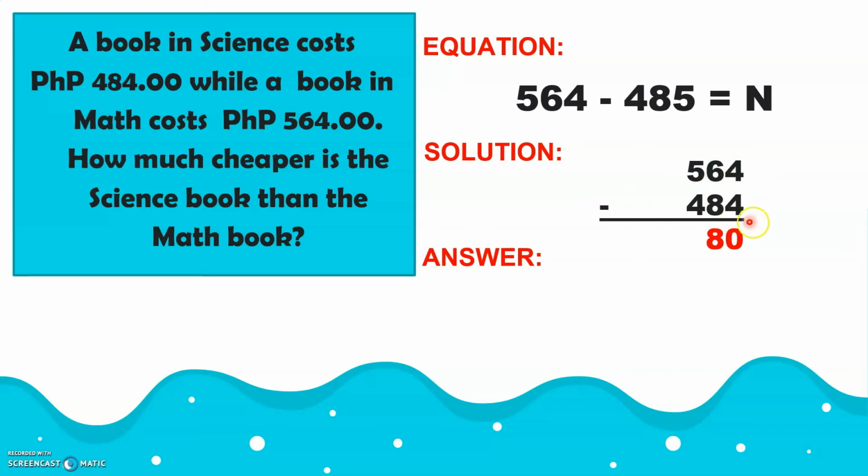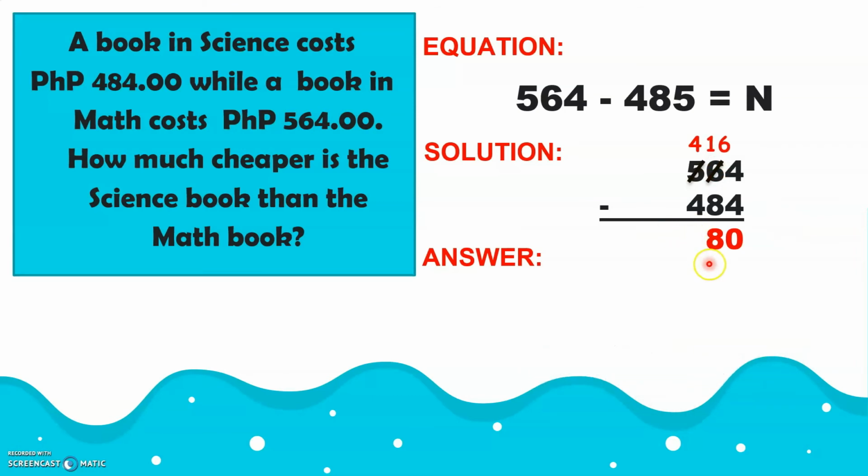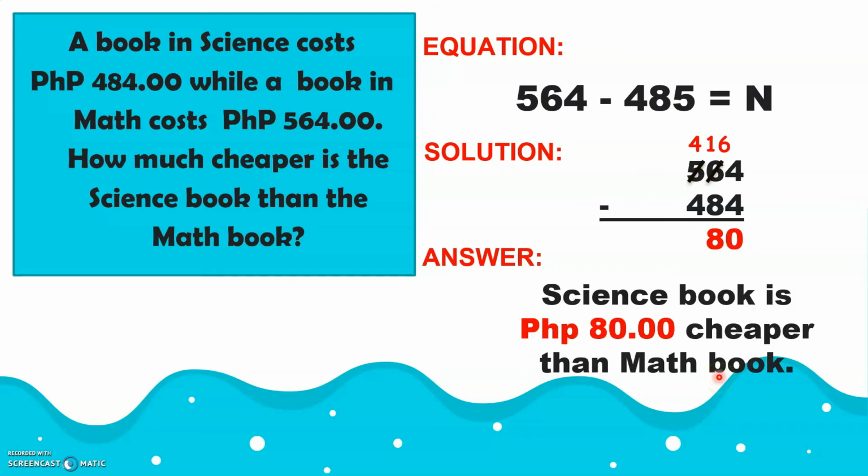So, we will do the regrouping. We will regroup or borrow 1 from 5. So, 5 will become 4 and 6 will become 16. So, 16 minus or take away 8 is equal to 8. And the last one, hundreds place value. 4 minus or take away 4 is 0. Then, after we solve, we will now have the final answer. And the final answer is, science book is 80 pesos cheaper than math book.